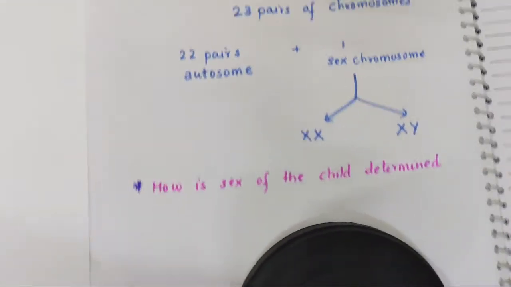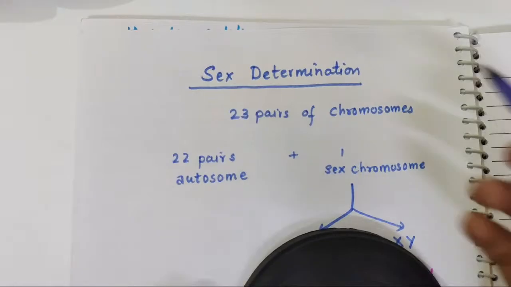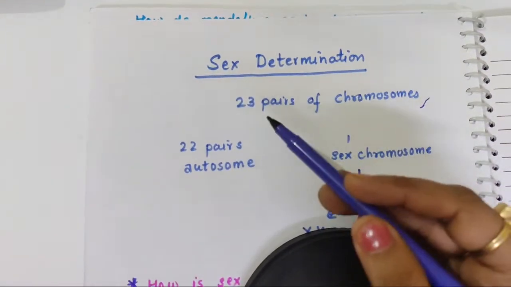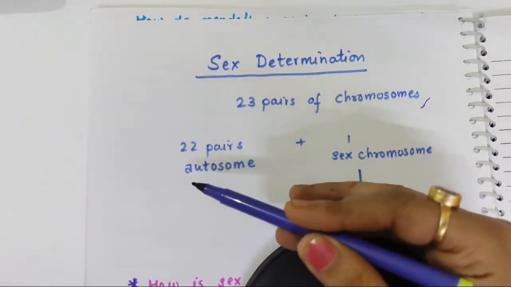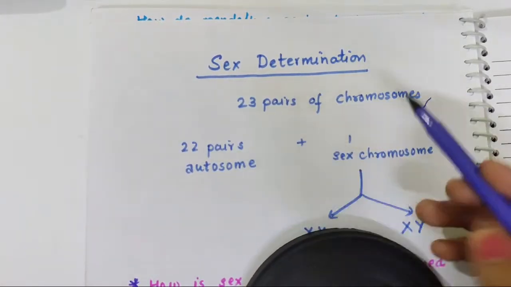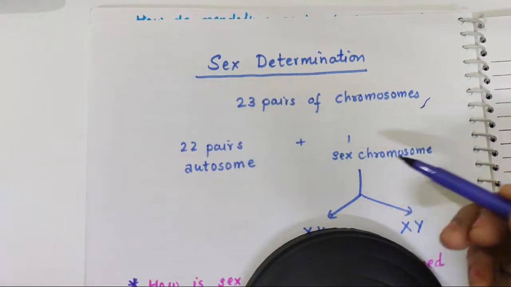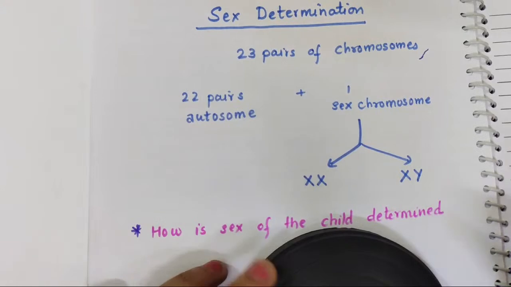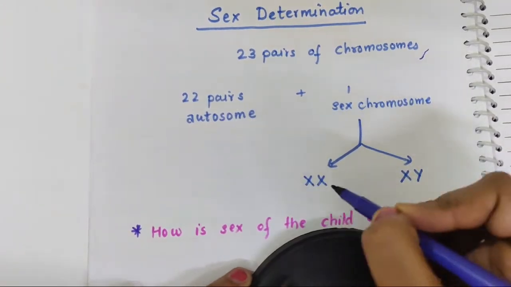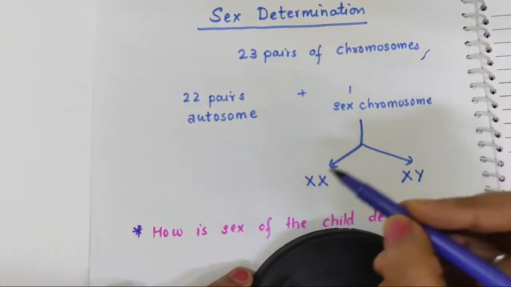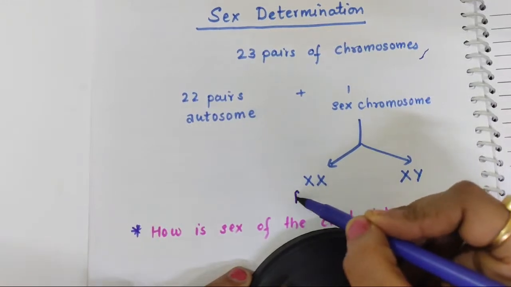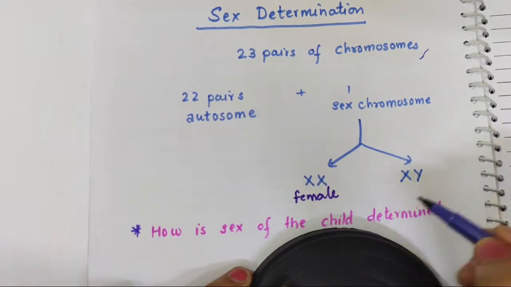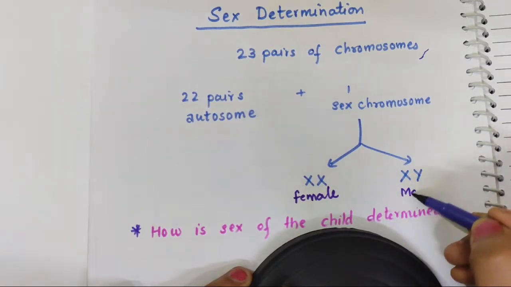So the first part is, there are 23 pairs of chromosomes in human beings. Out of these 23, 22 pairs are known as autosomes and 1 is known as a sex chromosome. So the sex chromosome is of 2 types. When it is X and X, these are the 2 gametes. When both are X, this is a female, and when one Y is present, it is for the male.